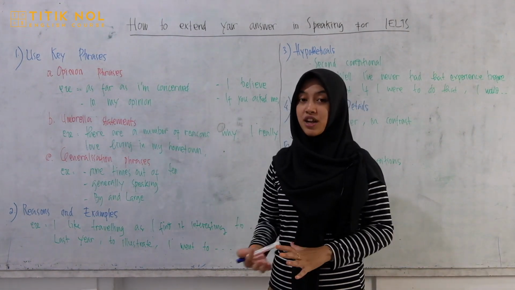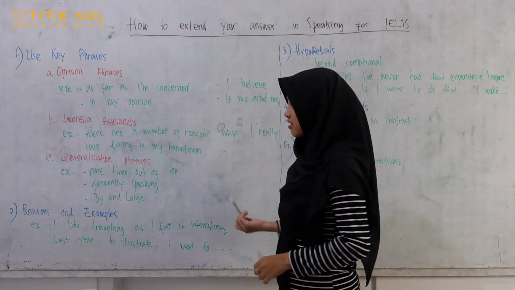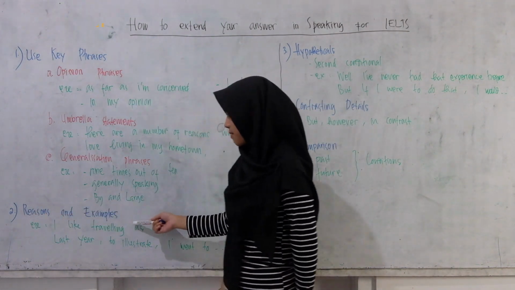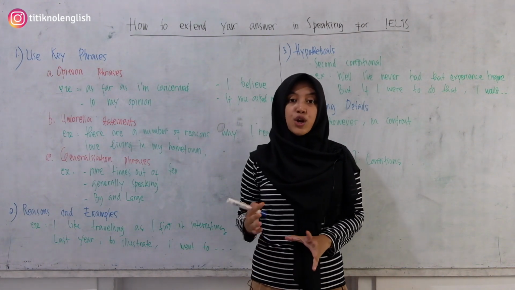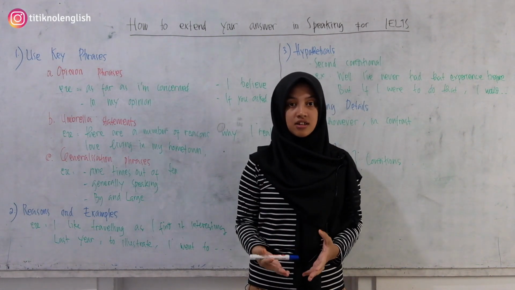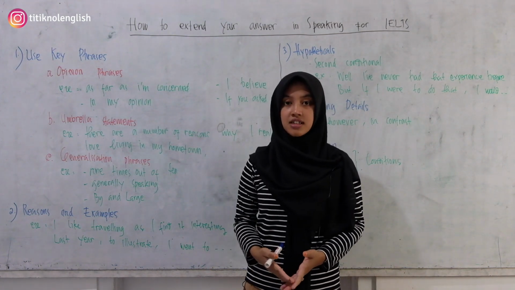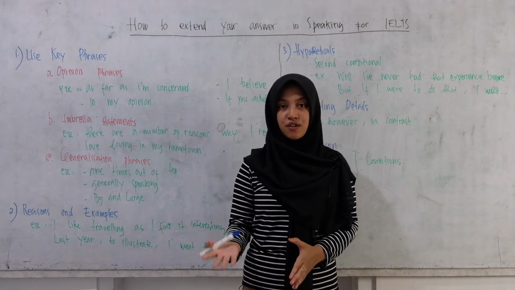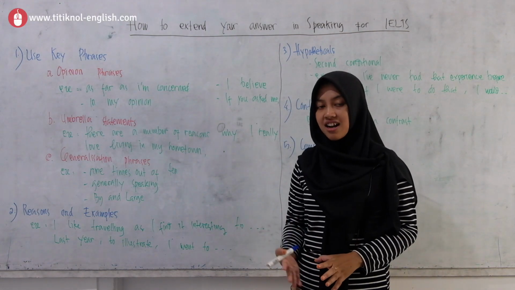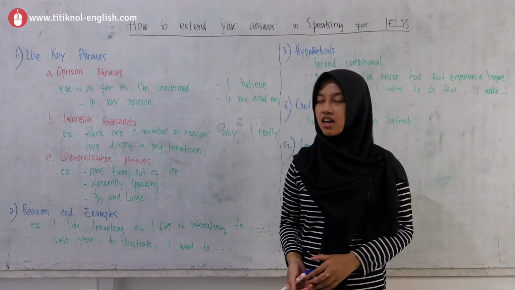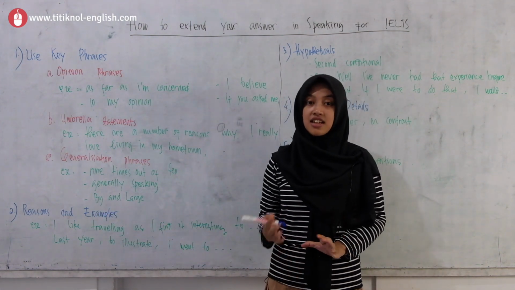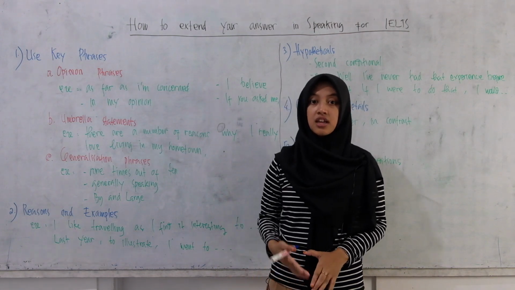Another way to beautify your answer in speaking for IELTS is to try to provide reasons and examples. Whenever you are asked a question, try to elaborate your answer by providing the reason for the answer that you've just mentioned. For example, when you are asked, do you like traveling? And then you may answer it by, I like traveling. Don't only answer it by, I like traveling, and then full stop.